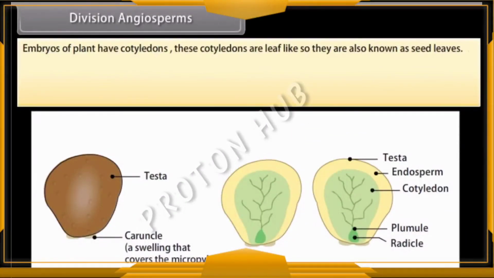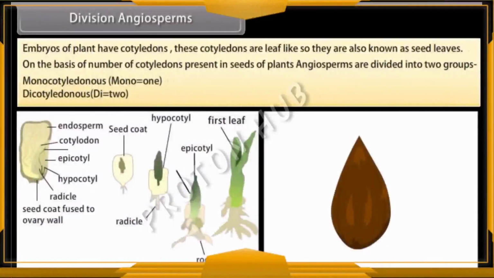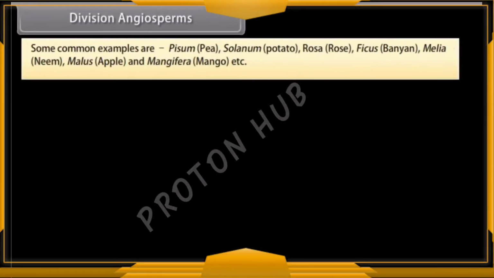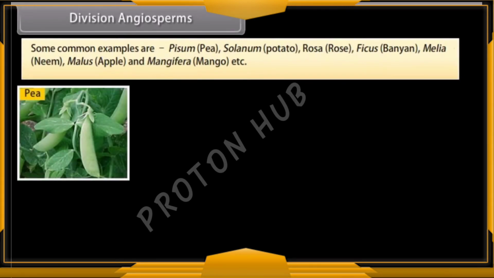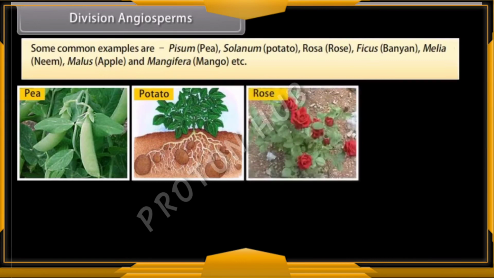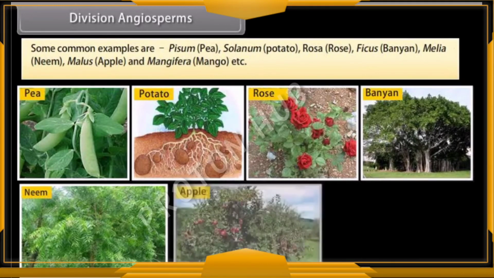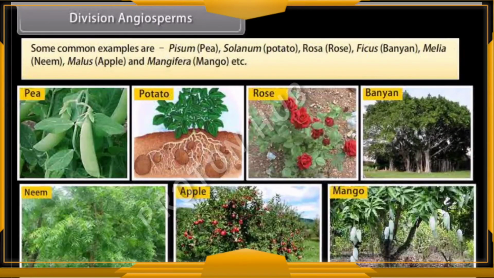Embryos of plants have cotyledons. These cotyledons are leaf-like, so they are also known as seed leaves. On the basis of the number of cotyledons present in seeds of plants, angiosperms are divided into two groups: monocotyledonous, mono is 1, and dicotyledonous, di, which is 2. Some common examples are Pisum, pea, Solanum, potato, Rosa, rose, Ficus, banyan, Melia, neem, Malus, apple, and Mangifera, mango, etc.